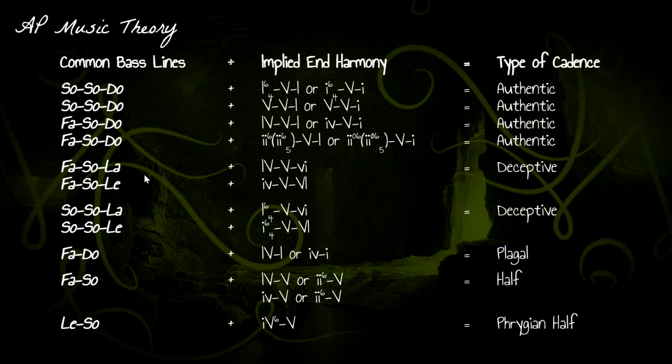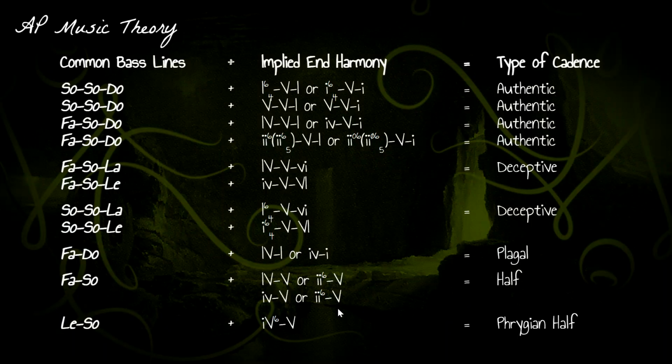You can see here that these are just added sevenths. We have fa so la, deceptive, or fa so lay, also deceptive, and this is the major and the minor example. We have so la, deceptive, and so lay, deceptive. We have the major and minor examples. Fa so do, plagal. You can see here that it is the subdominant to the tonic, which is plagal, whether we have it in major or minor.